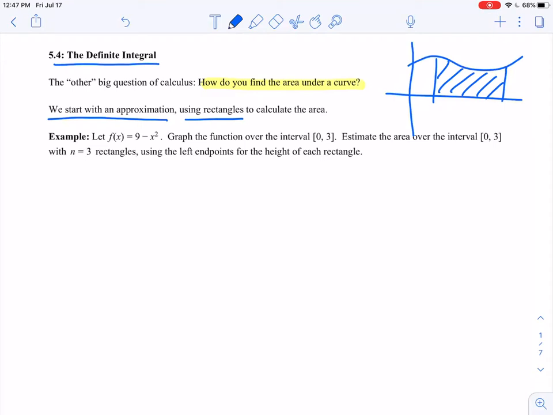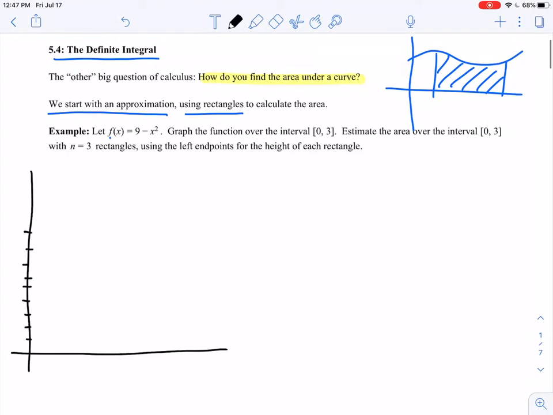So the function we'll be working with in this example is f of x equals 9 minus x squared. We're going to graph this function over the interval 0 to 3. So let me just actually start right there. I'm going to graph this function. So I have 9 minus x squared. I should have a y-intercept of 9. 1, 2, 3, 4, 5, 6, 7, 8, 9. And then 1, 2, 3 right here.